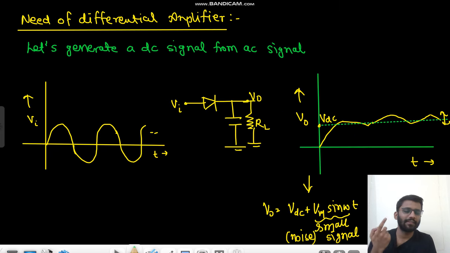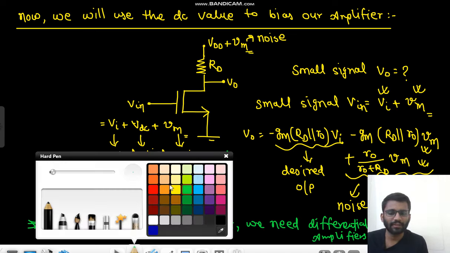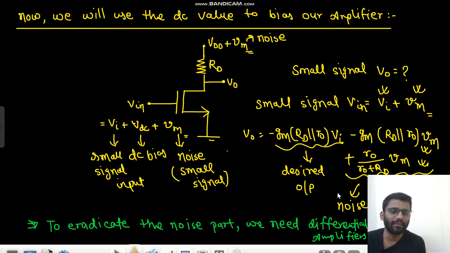That the DC bias voltage that we have, that's not completely DC bias voltage. It has a small signal noise voltage as well. If the small signal noise voltage is applied here, that affects the output as well. So the small signal noise is amplified, and you can see that there is output noise, right? Output noise present. And this output noise is not desirable. So to eradicate this noise, we use differential amplifier. So how it will reduce that, that we will see in next video.